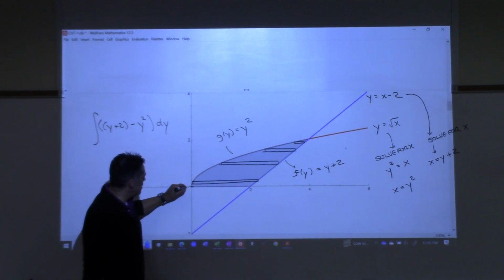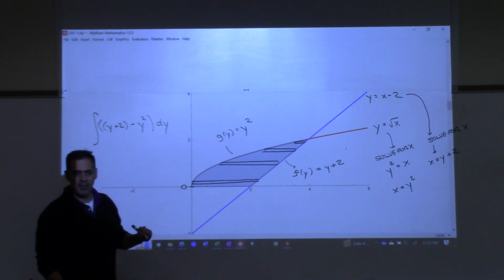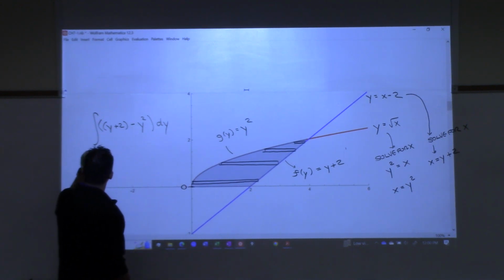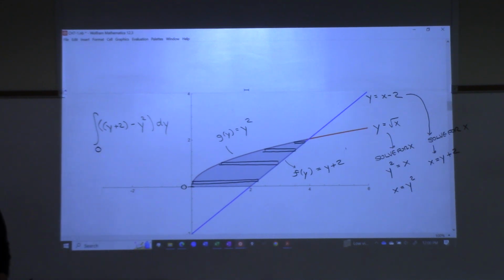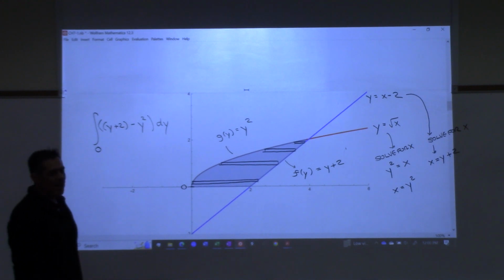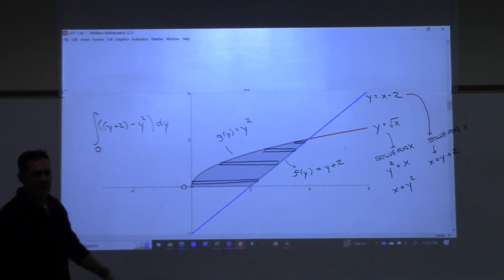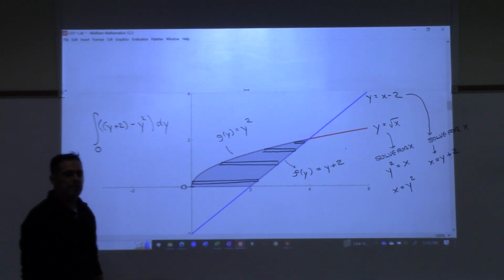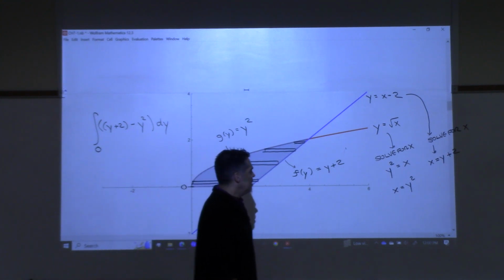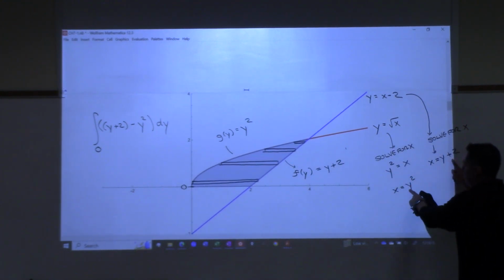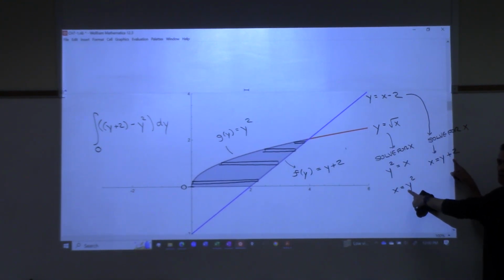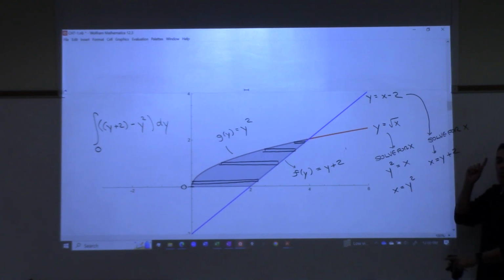The starting is easy, I think. It's 0. We can just tell by visual inspection. But where does it stop? It looks like 2, but how do you find that? You can tell by the picture, but you set what equal to each other? These two equal to each other, right? Because you want to know the y values where they hit each other, not the x value.